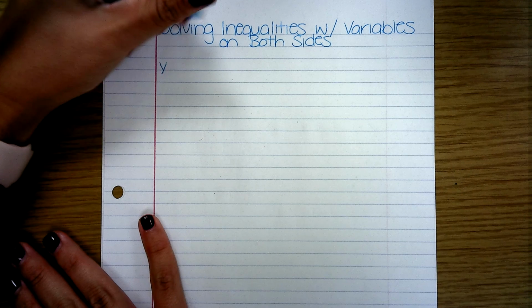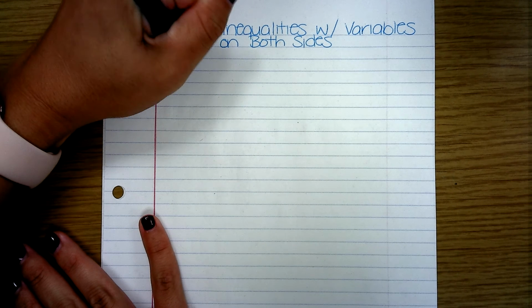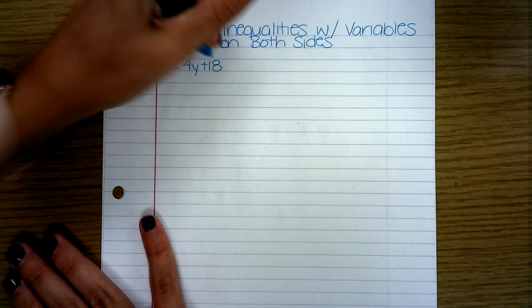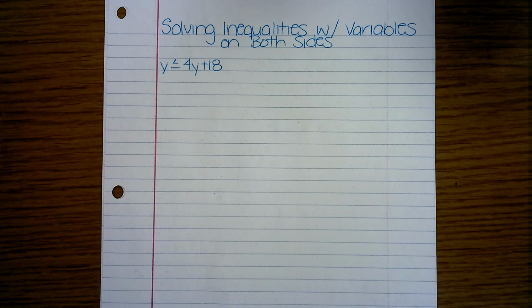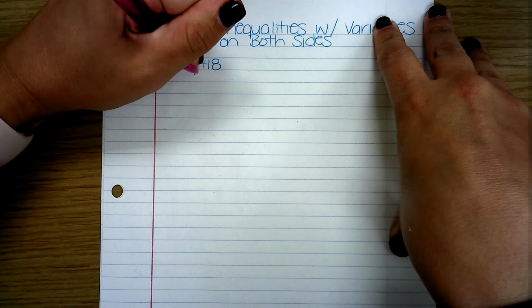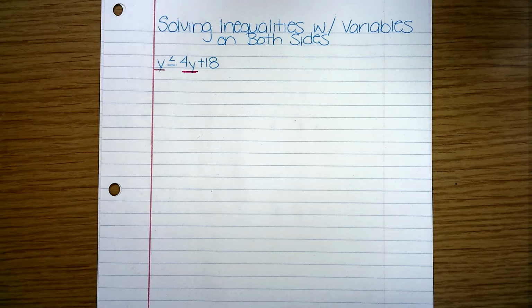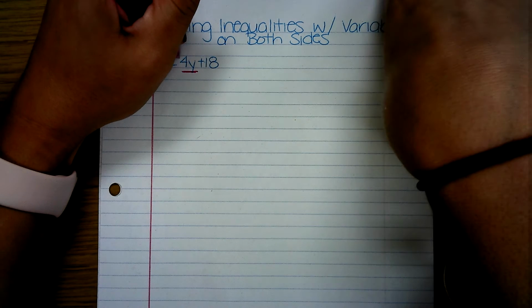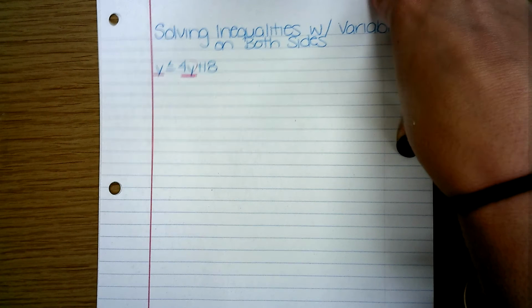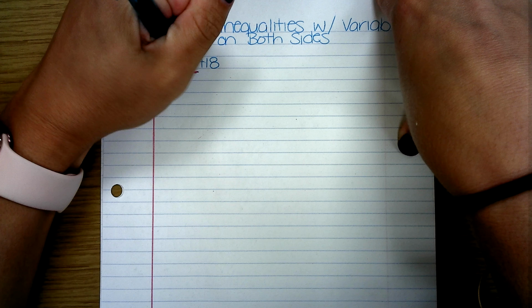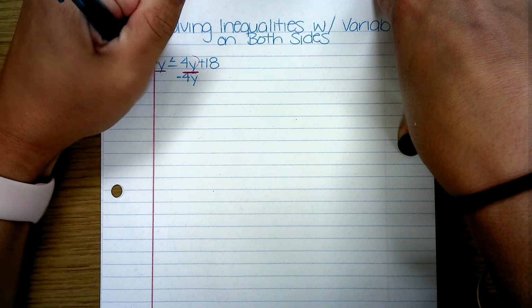Our first example is y is less than or equal to 4y plus 18. We see that we have a y here and here, one on the left side of the inequality and one on the right. Since we want our variables to end up on the left, we need to move this 4y to the other side. Since it is already positive, to move it, we are going to subtract 4y from both sides.